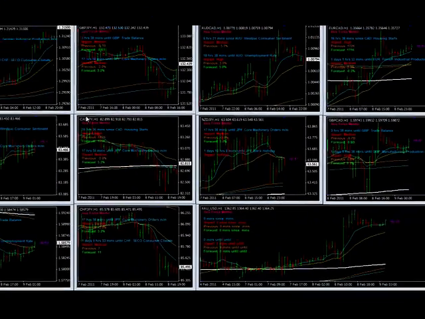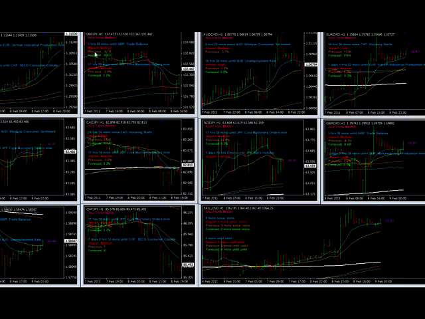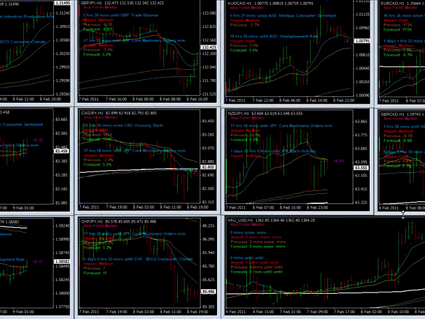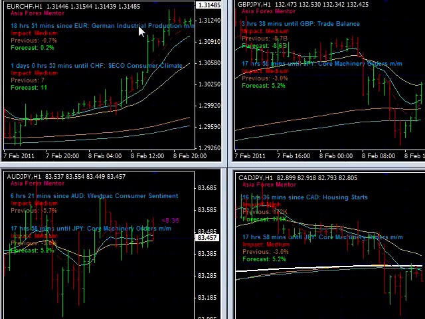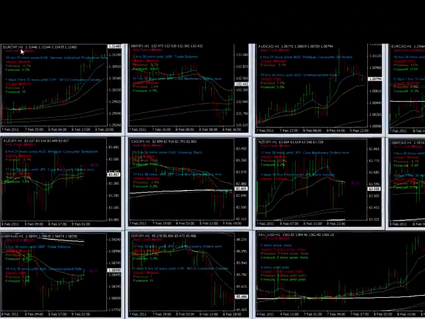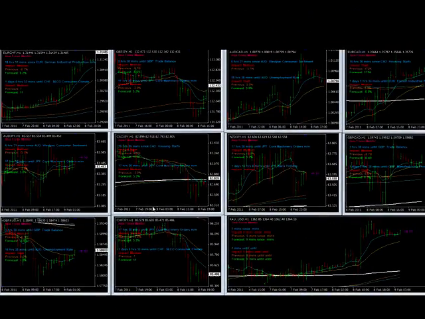So let's start off. What we have here is a series of charts. I'd like to show you with a series of charts the probability of it working and the probability of it not working. Let me start off with the Euro CHF. The entire chart over here is the 1 hour chart.